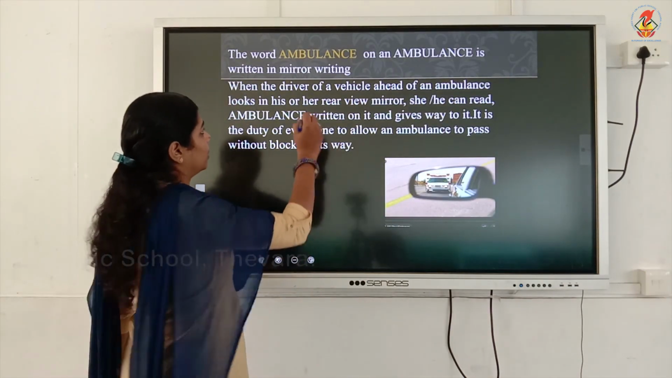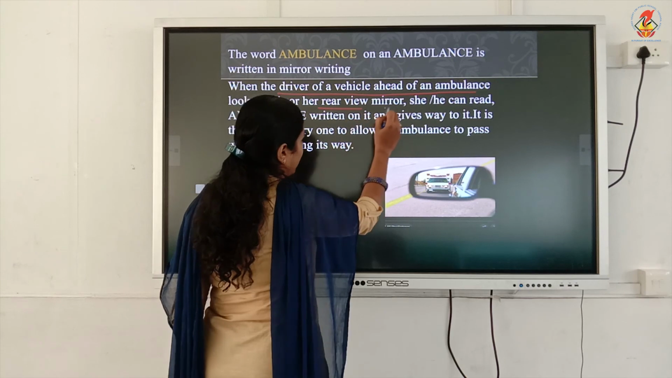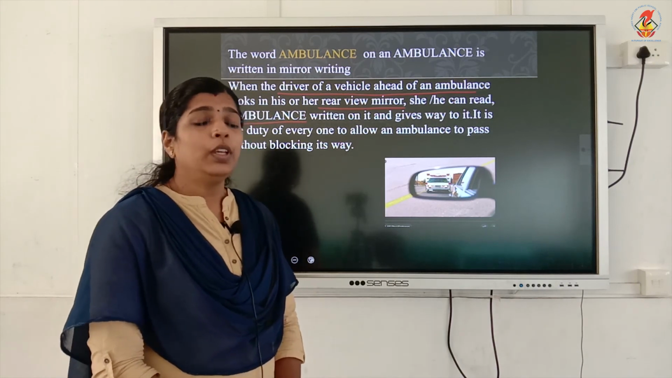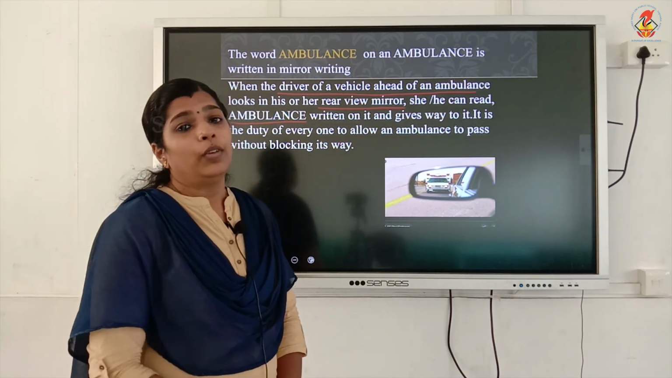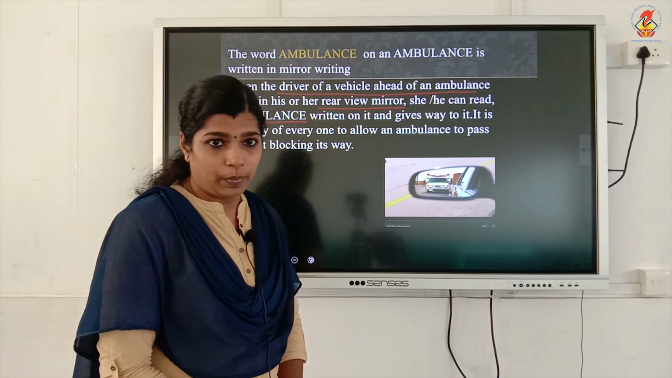When the driver of a vehicle ahead of the ambulance looks through the rear view mirror, that person can read the word ambulance in this way and can give way to that vehicle. What will happen if it is written in the normal way on the ambulance? When we view it through the rear view mirror, we will not be able to read it properly.